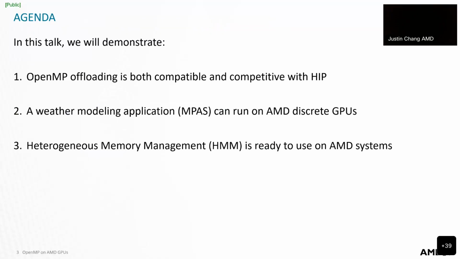Okay, so in this talk, I'm going to demonstrate, one, that OpenMP offloading is both compatible and competitive with our HIP API. Second, as Bob alluded to, I will be going over a ported application, namely MPAS Atmosphere, that can run on AMD discrete GPUs using OpenMP offloading. And third, Bob is going to discuss a little bit about the heterogeneous memory management, which is ready to use on AMD systems.